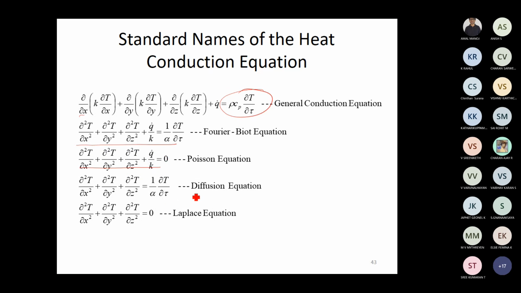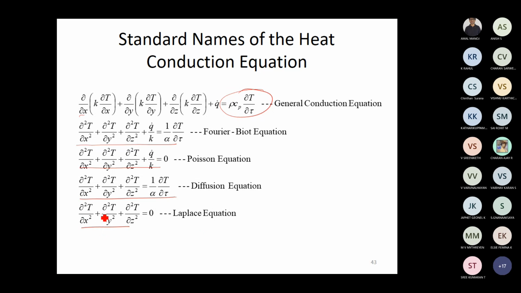And if the generation is absent but the transient term is present, that means dou T by dou tau is non-zero, then we have what is called the diffusion equation. So this is not really named after any scientist. It's a diffusion equation because it is quantifying the diffusion in the directions in space and also in time. And finally, we have the Laplace equation where only the space is playing a role in determining the temperature, the time is not playing any role, and also the heat generation is absent. So the Laplace equation is the simplest of all equations in three dimensions.